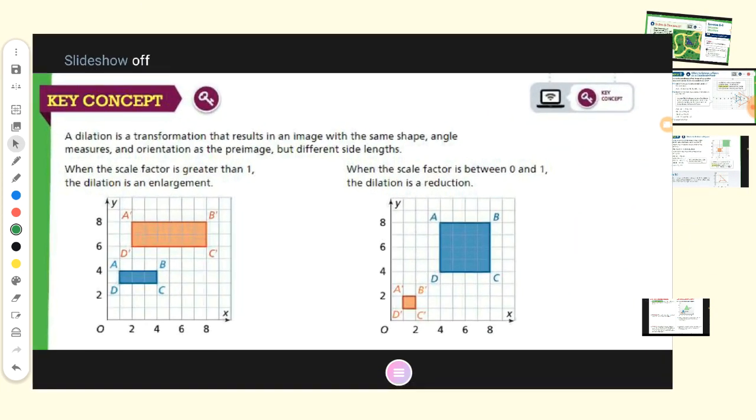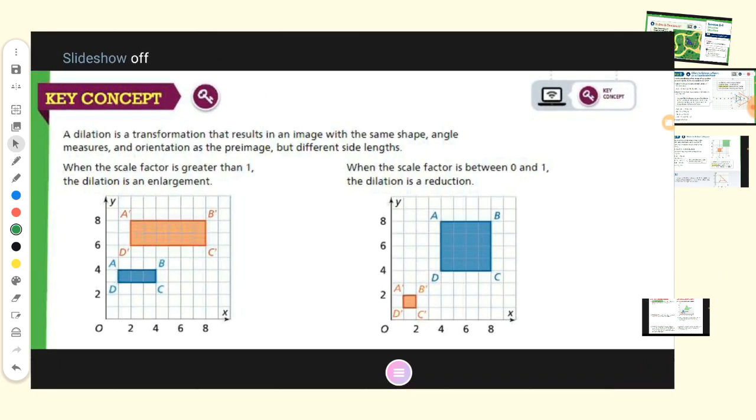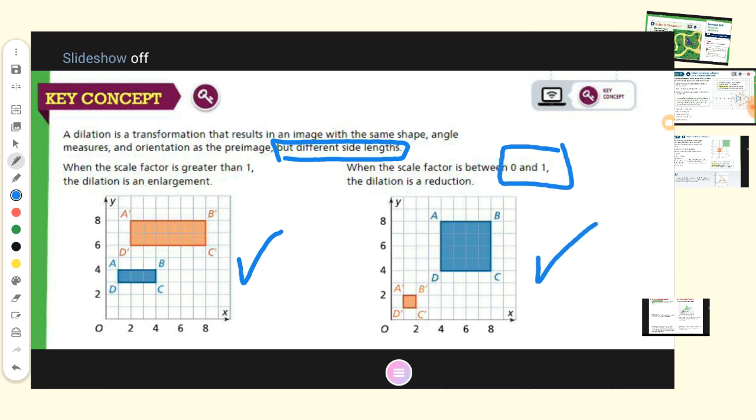So, as a conclusion, a dilation is a transformation that results in an image with the same shape, angle measures, and orientation as the pre-image, exactly, but different in what? In side lengths only. It's very important. When the scale factor is greater than 1, the dilation is an enlargement, as we said before. When the scale factor is between 0 and 1, the dilation is a reduction. This is the conclusion of our lesson.